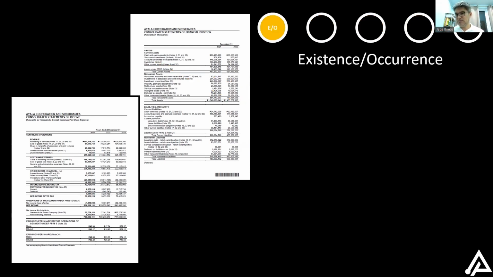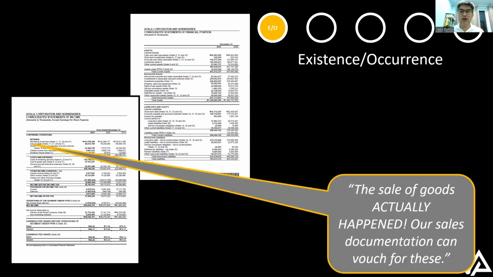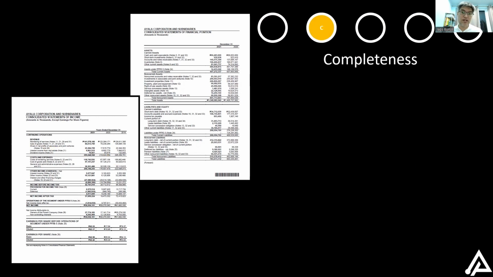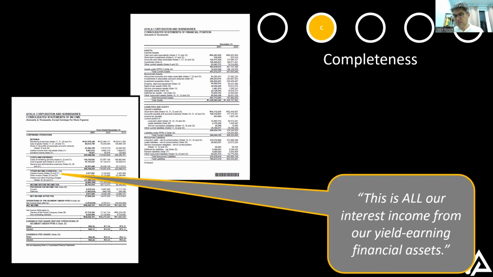Existence or occurrence is the management assertion that a particular asset exists, and this can be verified by vouching. Or that a particular transaction actually occurred, such as a sale of goods. Completeness is the assertion by management that all the items that you see in the financial statements are all the accounts relevant to that account title. For example, if you see this amount of accounts payable, these are all of the company's relevant accounts payable. Similarly, in the income statement, completeness likewise states that whatever number or item that you see is actually complete.